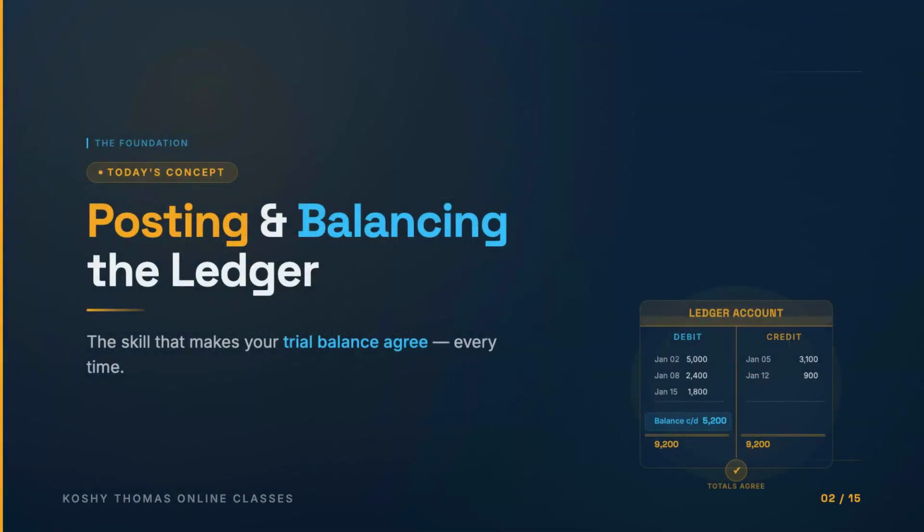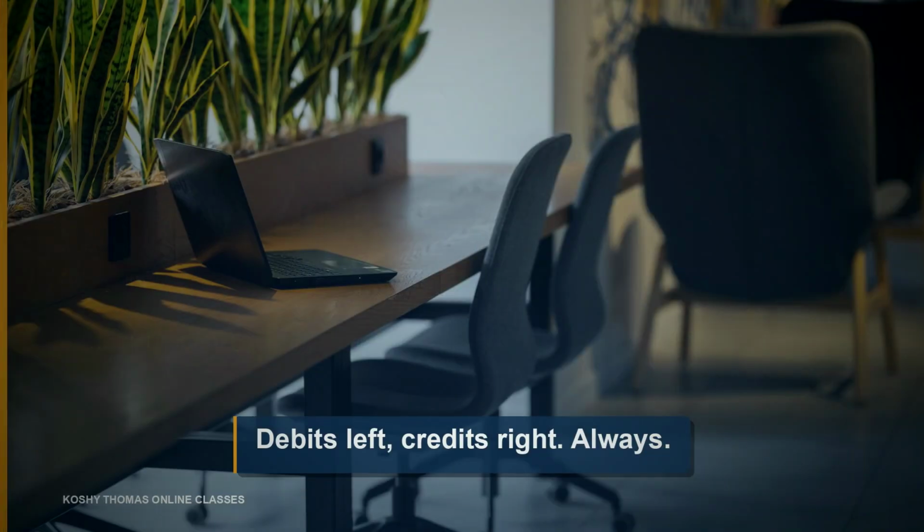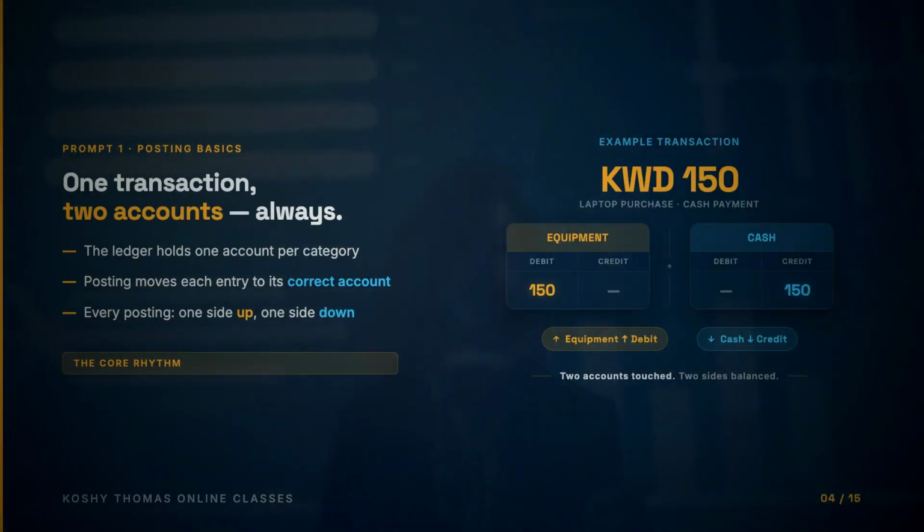The ledger is where every transaction in your business lives permanently. Miss this, and your trial balance will never agree. Get it right, and month-end becomes straightforward. Let's walk through it together.